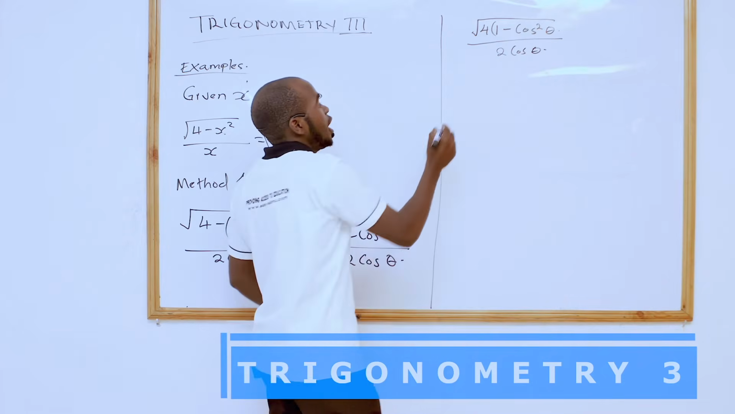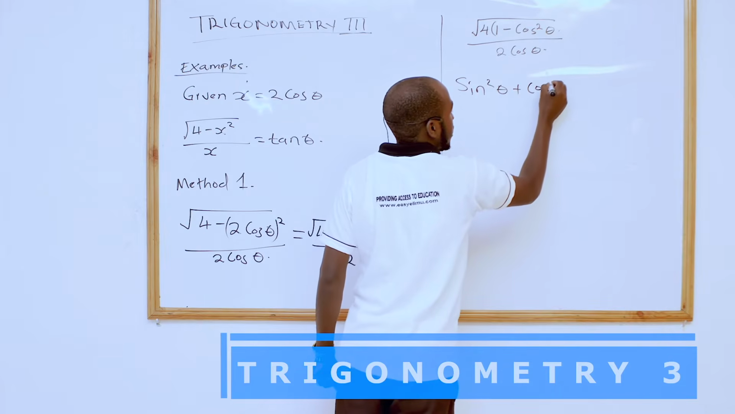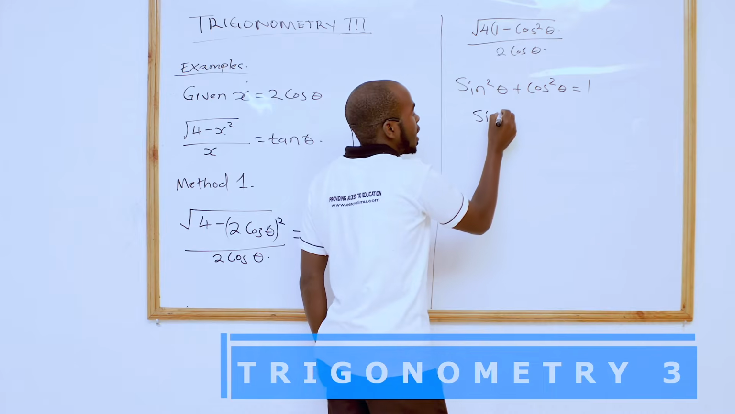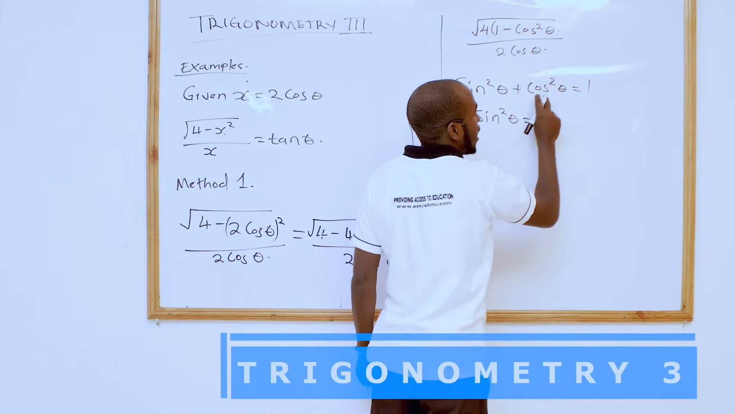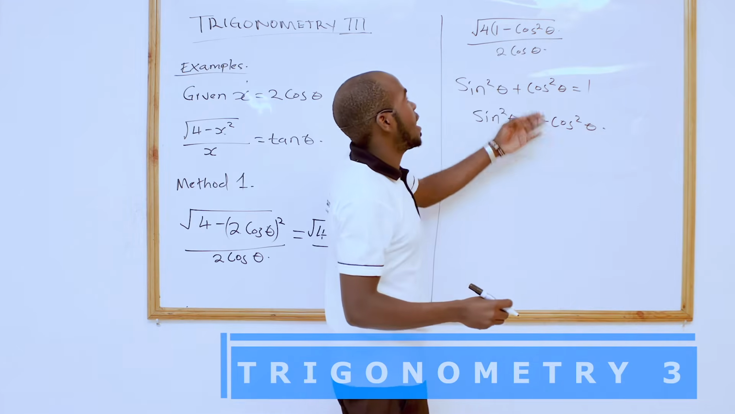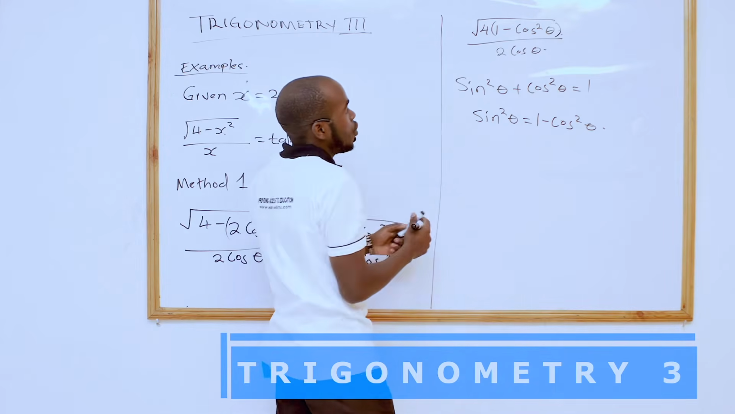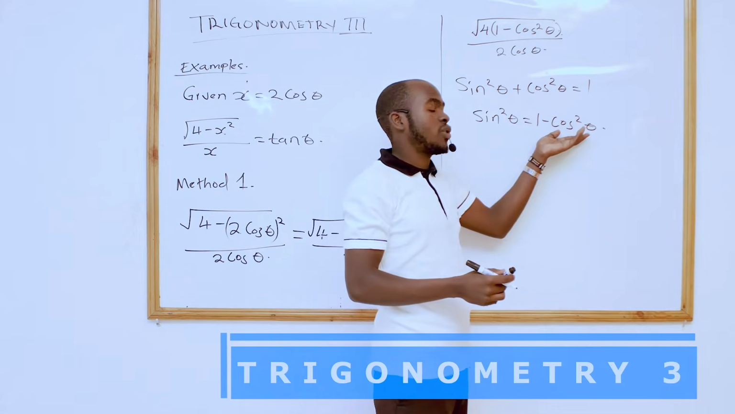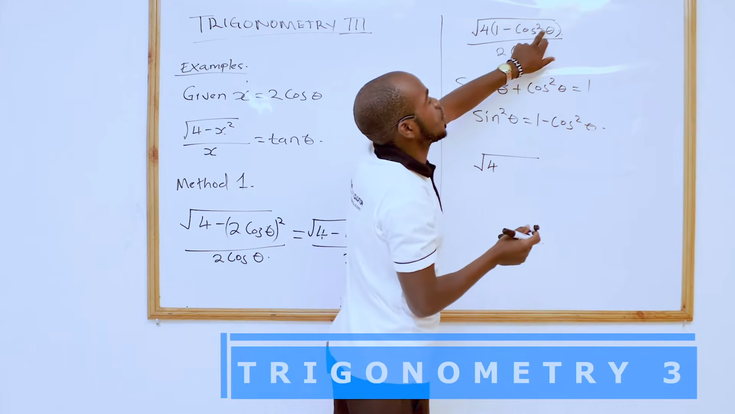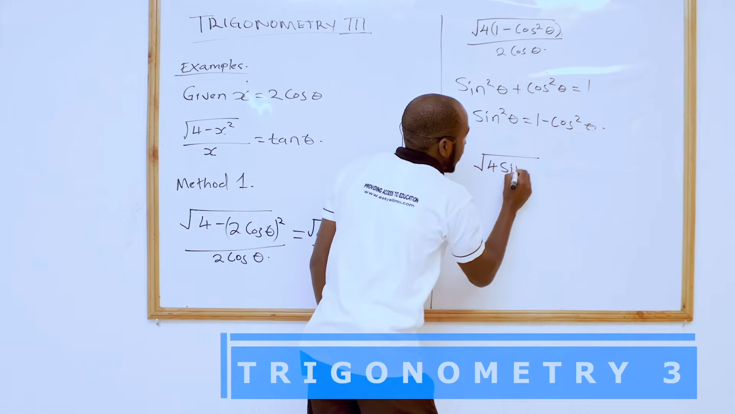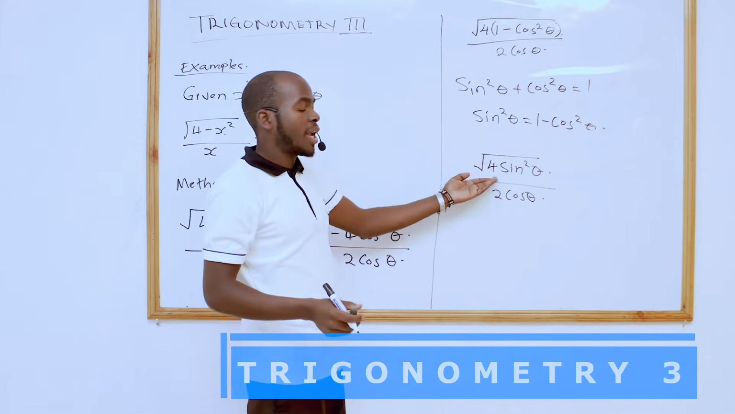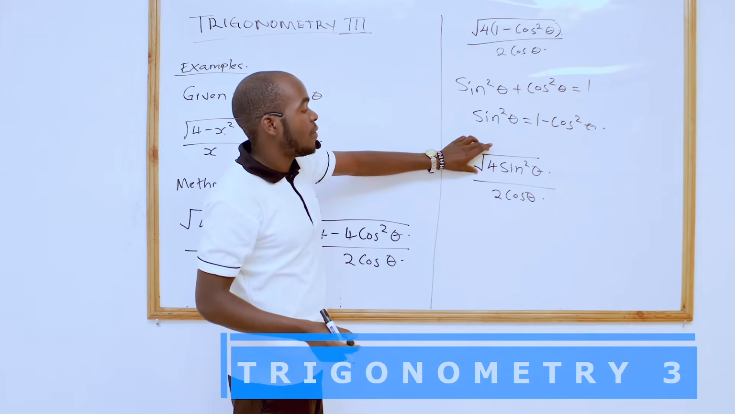But remember, we say that sin squared theta plus cos squared theta should give us 1. So if we want sin squared theta, it will be 1 minus cos squared theta, when cos squared theta crosses the equal sign, which in this case is equivalent to what we have in the bracket. So we can replace what we have in the bracket, 1 minus cos squared theta, with sin squared theta, to have 4 sin squared theta over 2 cos theta. And here, the under square root value can also be found.